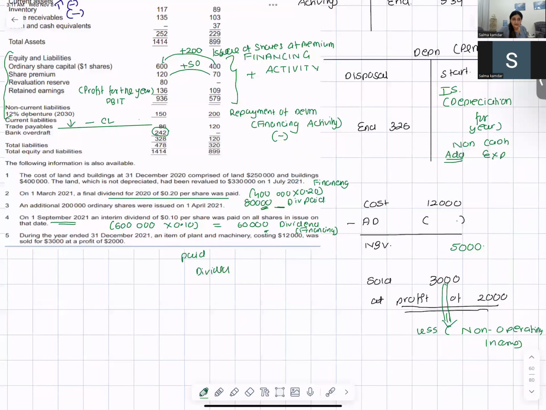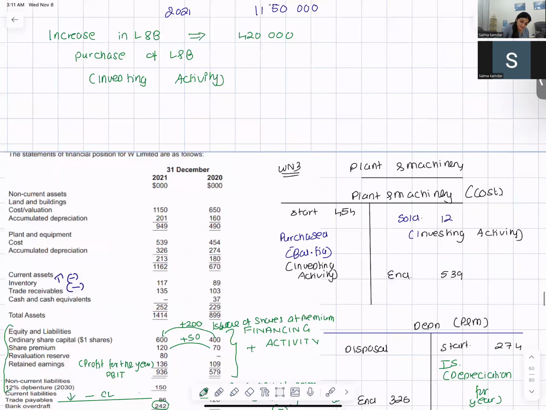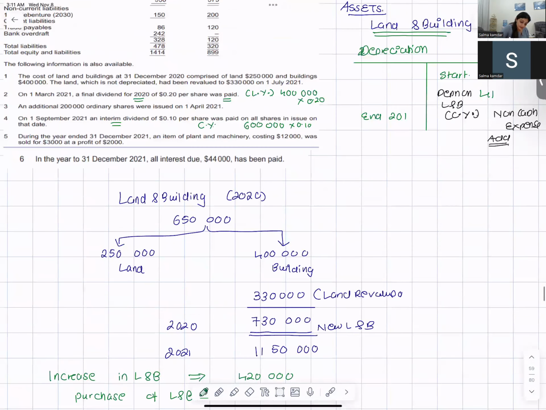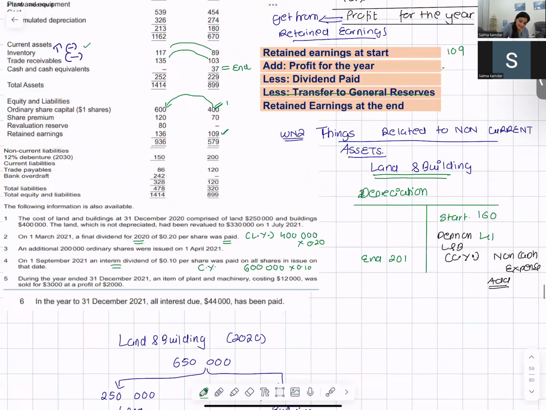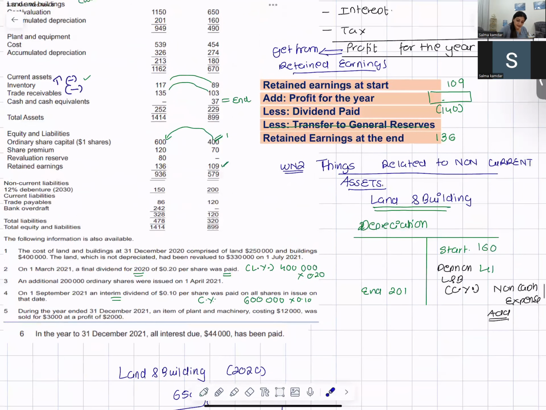So let's see what is your dividend paid. Your dividend paid comes up to 80 plus 60, 140,000. So when you're making your thing, dividend paid is 140,000. You have your retained earnings at the end as 136,000. You want to find your profit for the year. So you will go in the reverse direction.